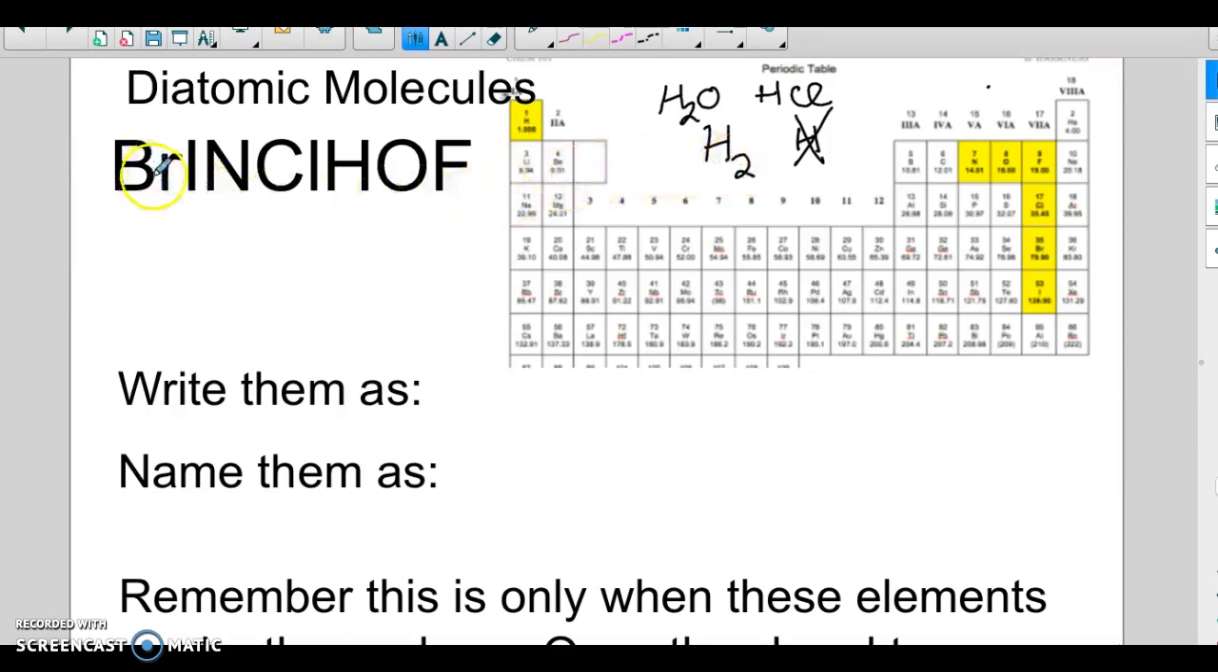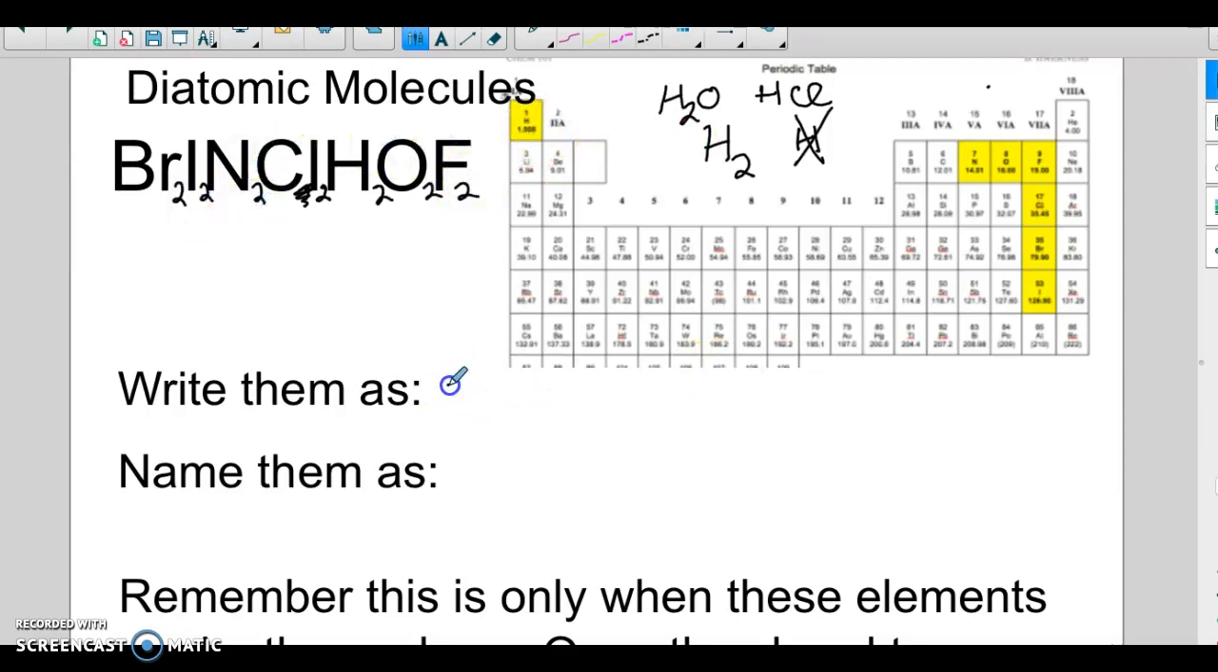I have a little saying called Brinclhof. These are the ones that are diatomic. So bromine is, iodine is, nitrogen, chlorine, hydrogen, oxygen, and fluorine. So that's the highlighted elements. You can remember them like a 7 with hydrogen, or that little saying to help you.